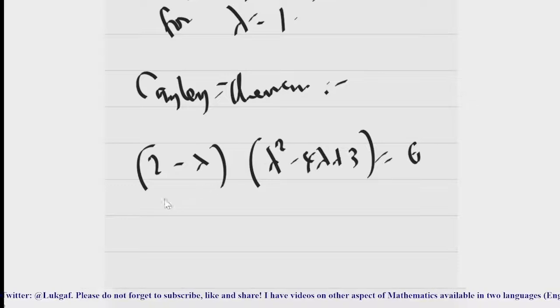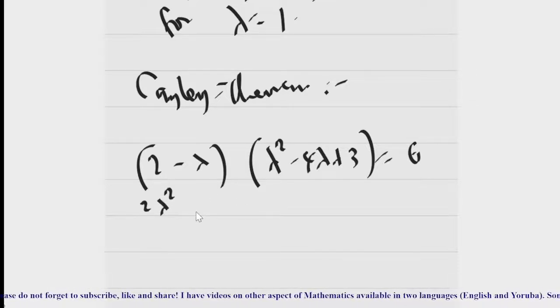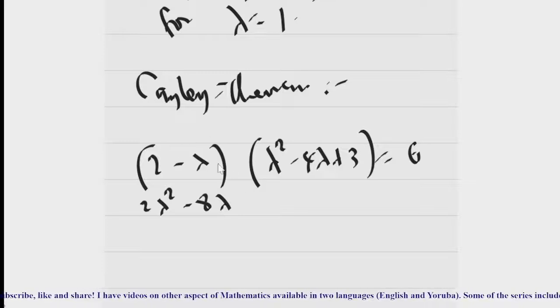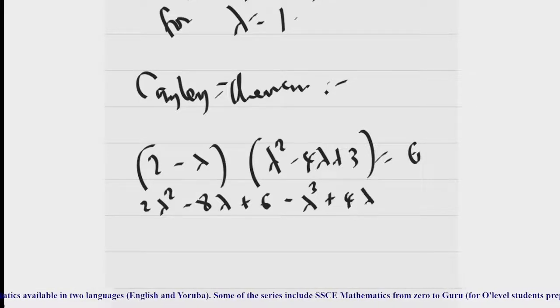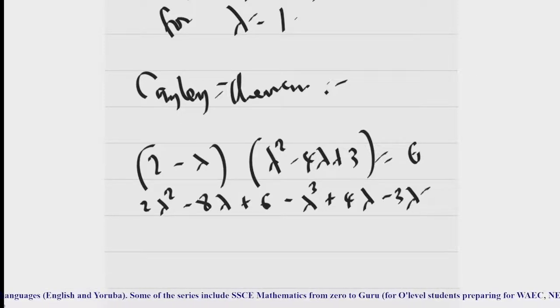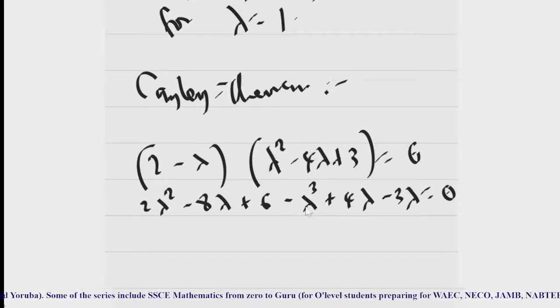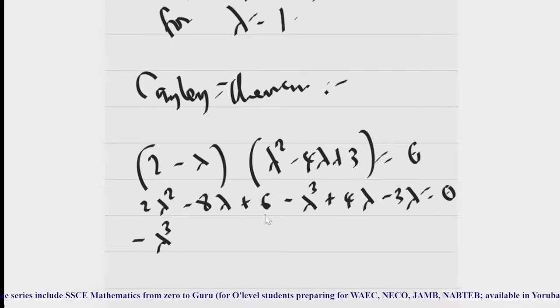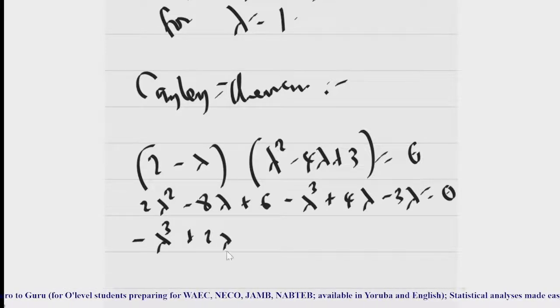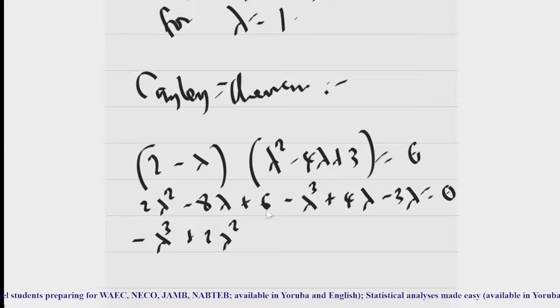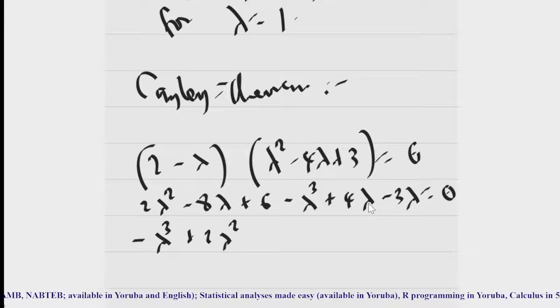So if I open the bracket, this is going to give me 2 lambda squared minus 8 lambda plus 6 minus lambda cube plus 4 lambda minus 3 lambda is equal to 0. I hope you understand now. If you collect the like terms, so I have minus lambda cube. So what do you have left? I think we have plus 2 lambda squared. And this minus 8 lambda plus 4 lambda, that is minus 4 lambda. I hope you understand now.